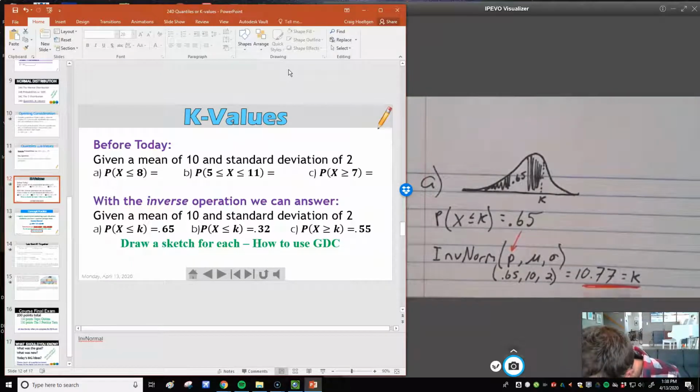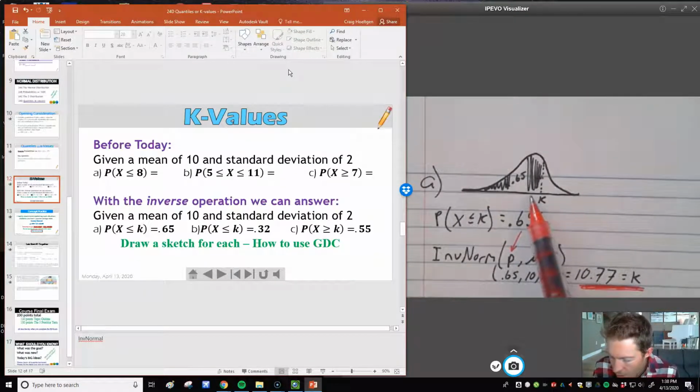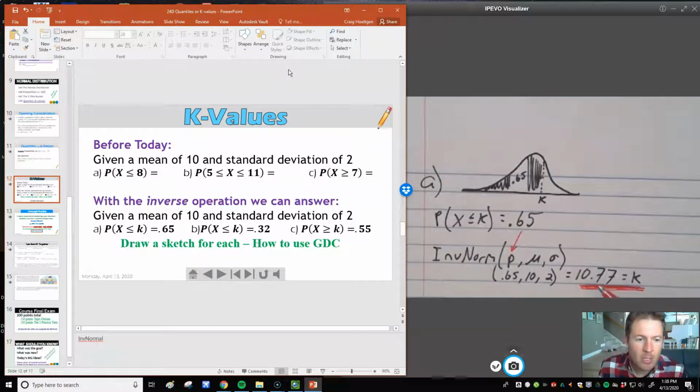Let me underline that in red. That's our answer. And that makes sense. If our mean is 10, our standard deviation is 2, and we're looking to go just 15 percentage points into this 34%, that makes sense. So 10.77 seems reasonable there.